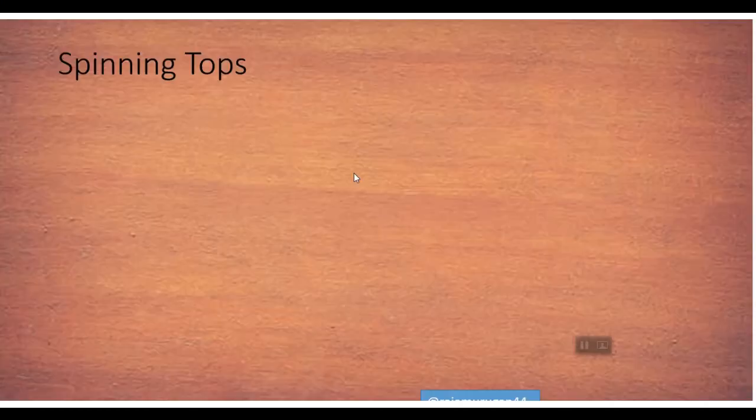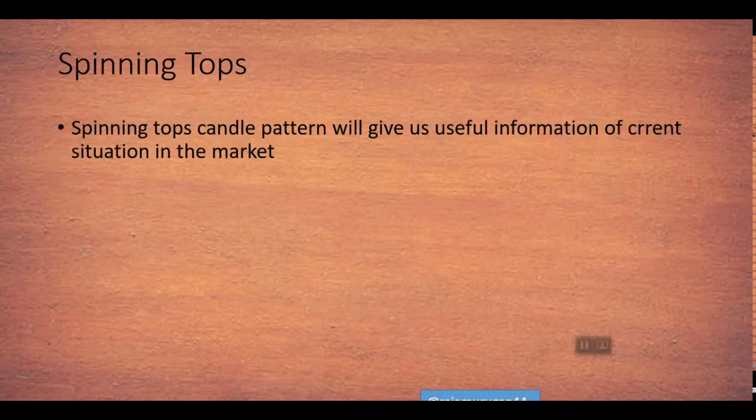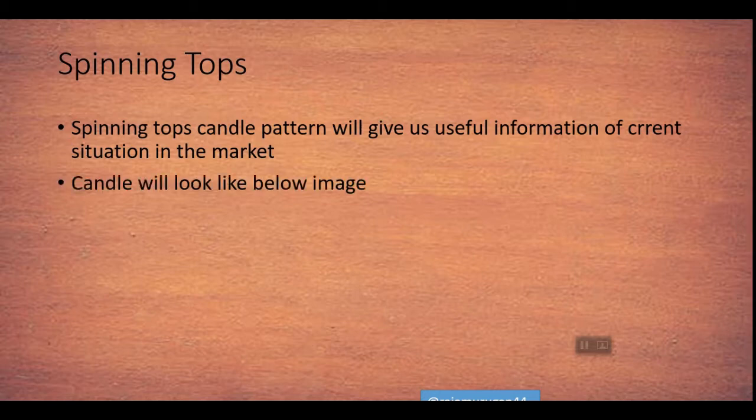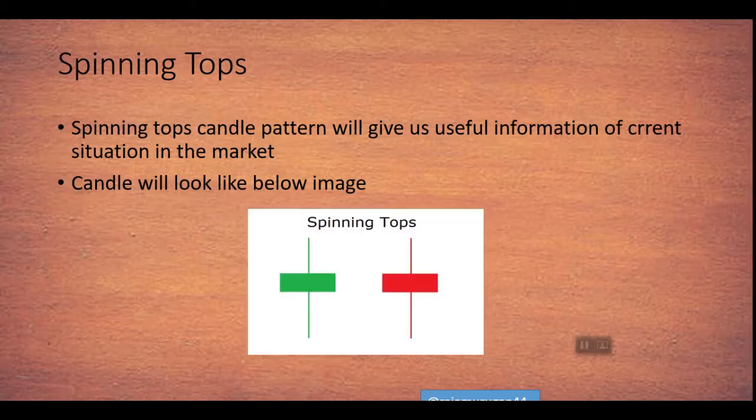The spinning top candle pattern gives us useful information about the current situation in the market. The candle will look like the image below. Let's look at how a spinning top looks. We don't need to bother much about the color; it can be either green or red. The body of the candle should be small, and its upper and lower shadows should be of equal size. This is the spinning top.